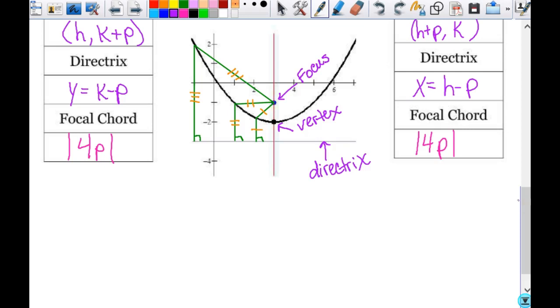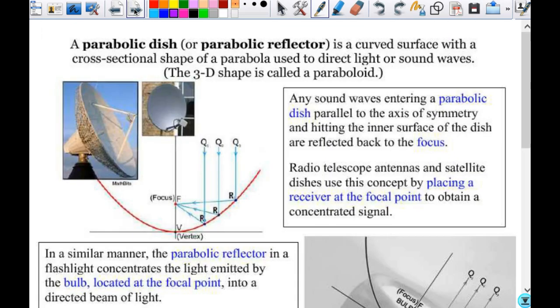All right, so this next part is very wordy. I didn't want you to have to fill anything in, but I really think this is a good way to make sure that you understand. Some of you may already get this, but I don't know that everybody does. So a parabolic dish or a parabolic reflector, we're going to look at both, is a curved surface with a cross-sectional shape of a parabola used to direct light or sound waves. So it has to say cross-sectional because technically these are 3D things, but the cross-sectional shape is a parabola. So when it's a 3D thing like a dish, it's called a paraboloid. That's the 3D version of a parabola.